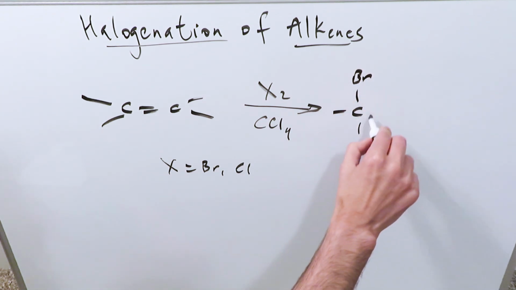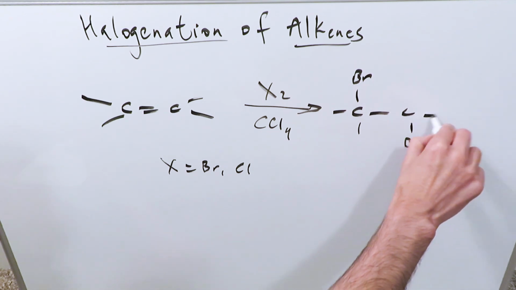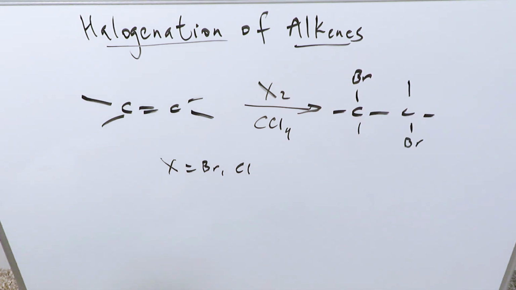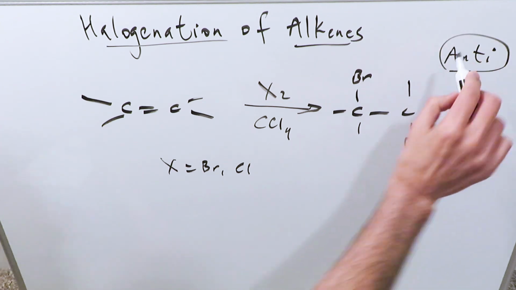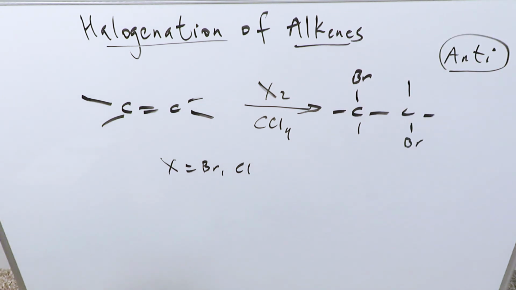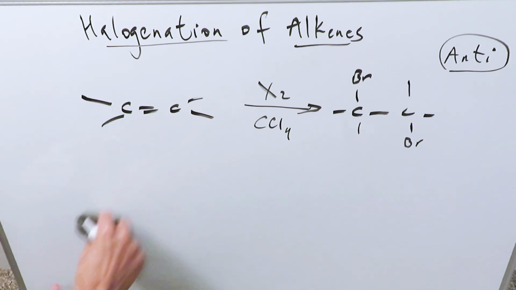One bromine here, one bromine here, and notice the addition of the bromine on both of those carbons but in opposite directions. And why is that? Well, it's called an anti-addition, and you have to remember this. It's an anti-addition. When you're halogenating an alkene, it's anti, but when you're hydrogenating an alkene, it's a syn. It depends on the mechanisms involved. I'll just briefly introduce you to what I'm saying right here.